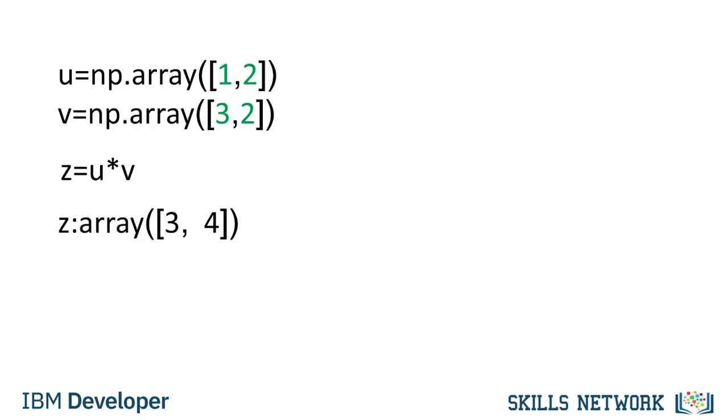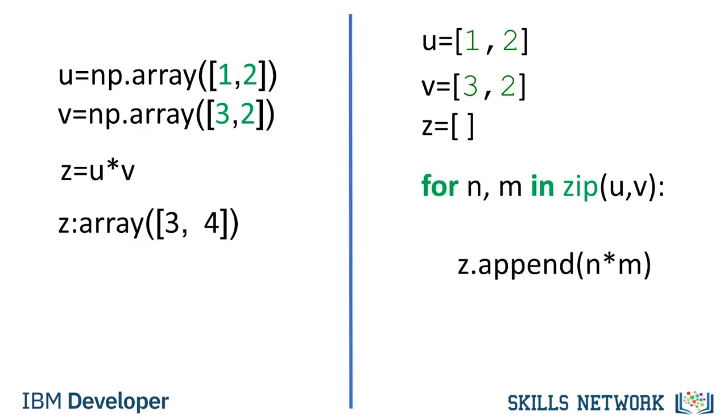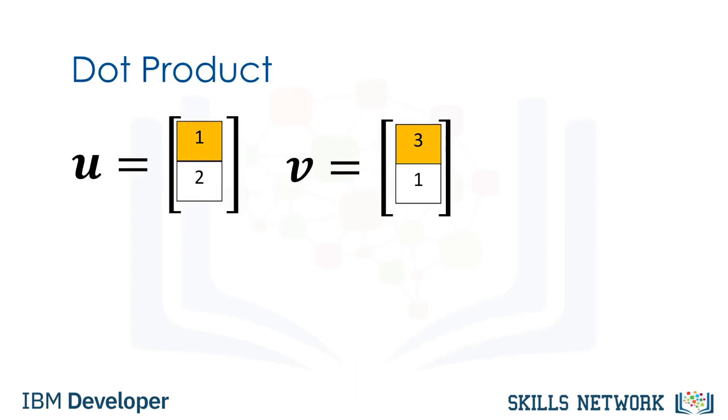We can also perform Hadamard product with 1 line of code in NumPy. It would require multiple lines to perform Hadamard product on 2 lists as shown on the right side of the screen. The dot product is another widely used operation in data science.